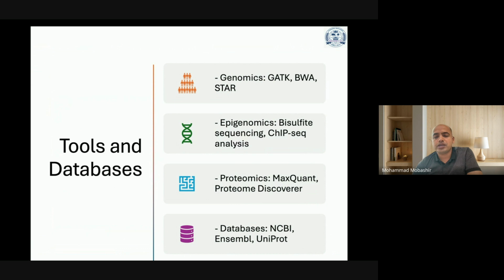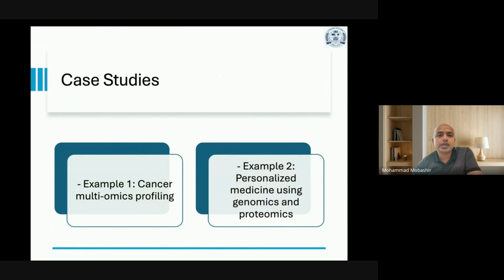For epigenomics, bisulfite sequencing and ChIP-seq analysis is carried out. For proteomics, MaxQuant and Proteome Discoverer are used. NCBI, Ensembl and UniProt are the common databases. Then if you want to go for analysis or implementation, you can go for implementation in cancer multiomics profiling, diabetes multiomics profiling, or any kind of infectious disease multiomics profiling.